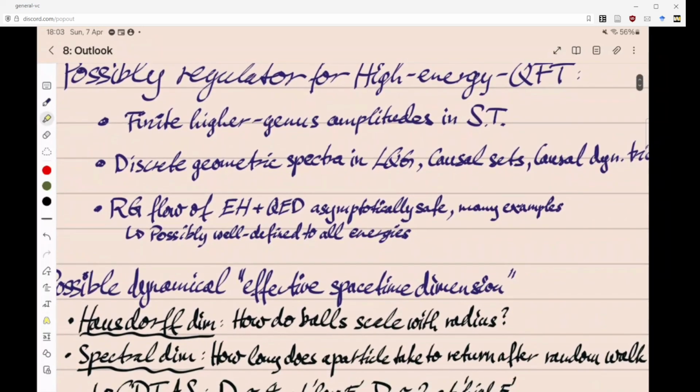There's a question by Babs. What do you mean Einstein-Hilbert is possibly well-defined to all energies? Having gravity means you can't do perturbation theory. Yes, but that just means you have to do an RG analysis, which does not do perturbation theory, which you can do by way of functional RG.